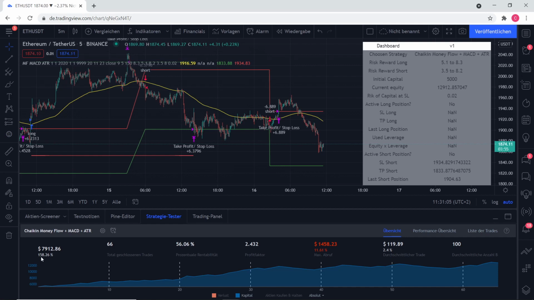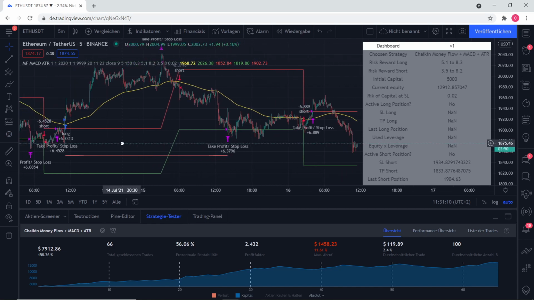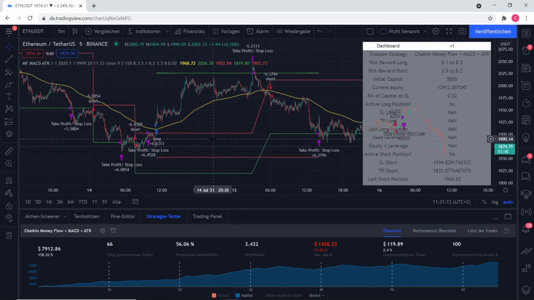It is important that you study the strategy and know exactly how it works. Also, you should learn to trade manually before letting a program trade.